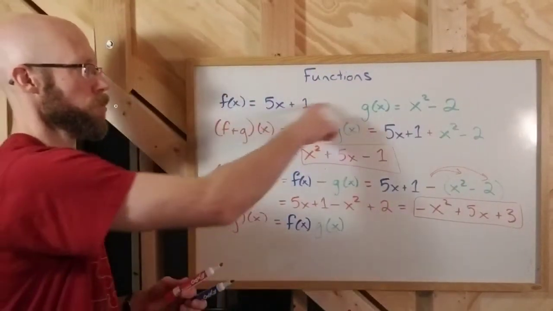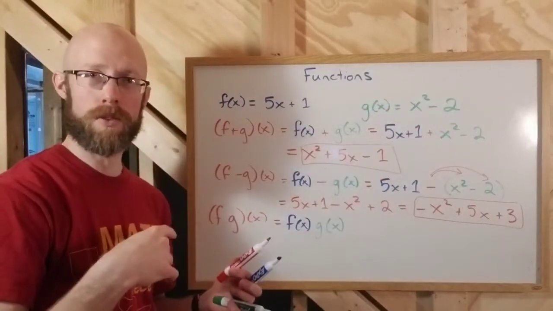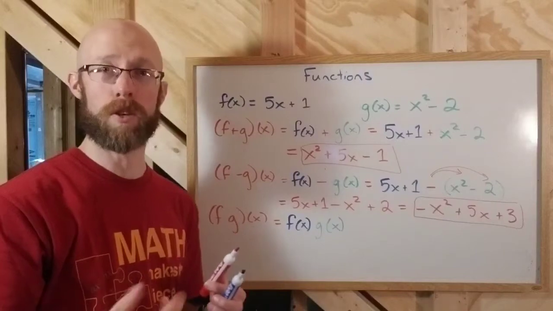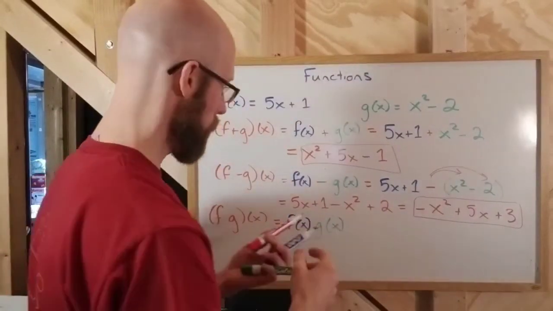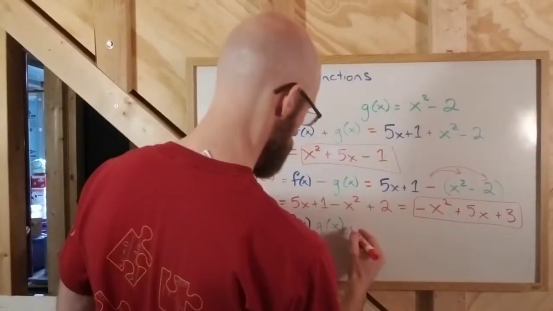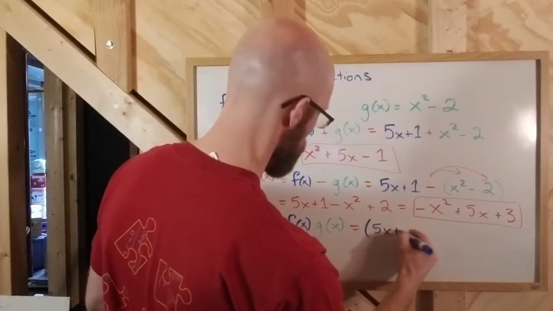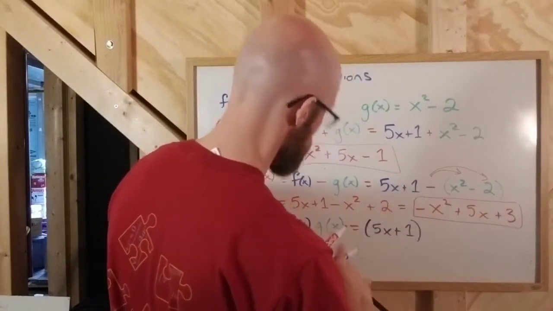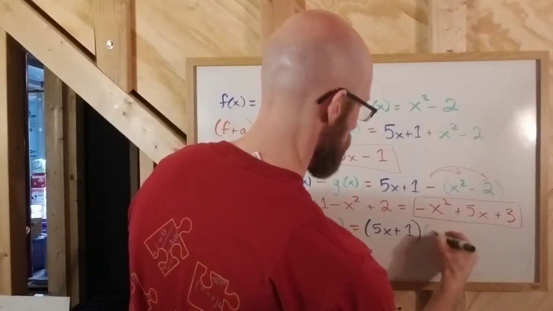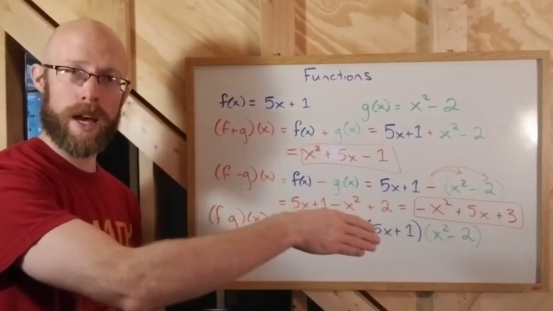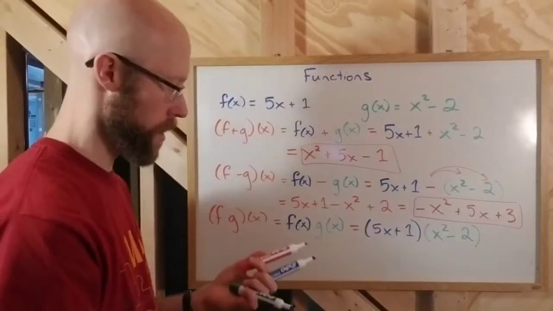And of course, with 2 binomials, we're just going to use the distributive property, or some of you may be familiar with the FOIL method. And so here, we're going to have 5x plus 1 times x squared minus 2. We're going to distribute that out and combine like terms.